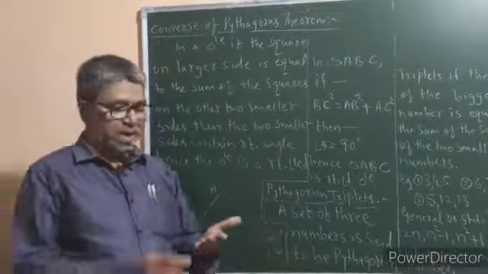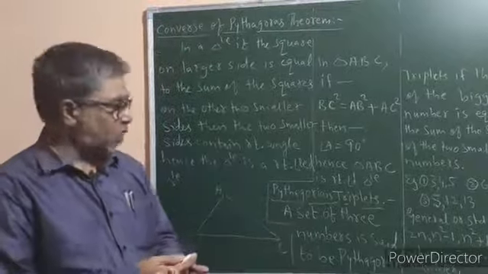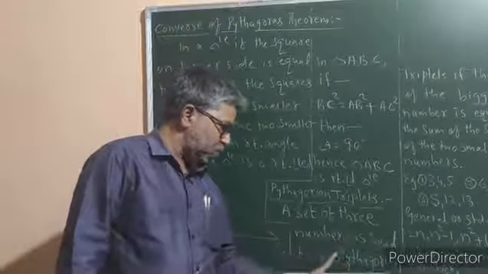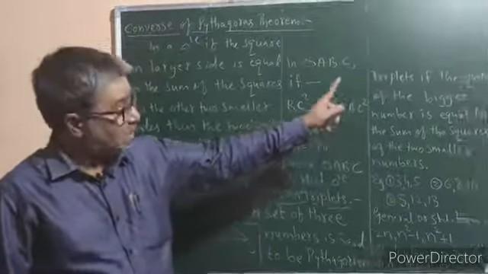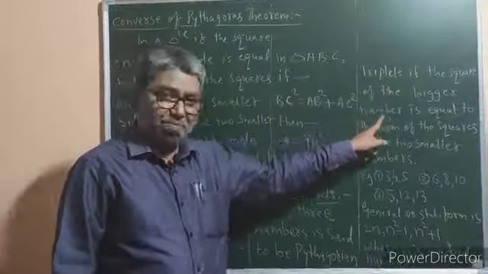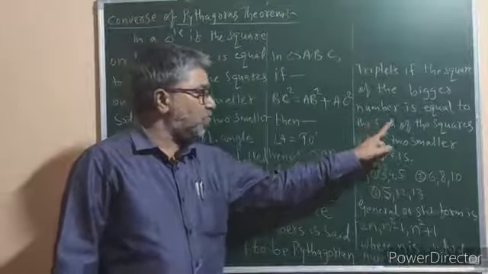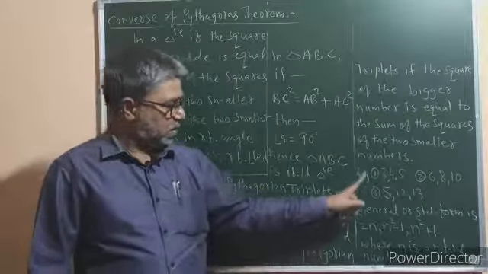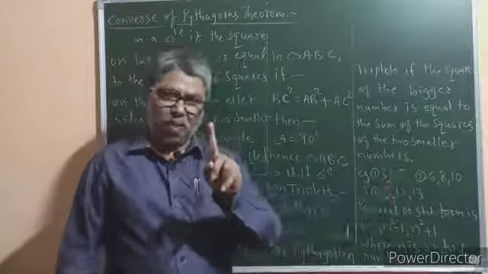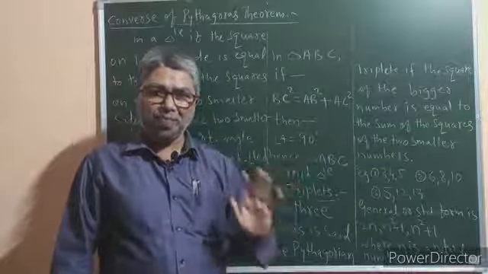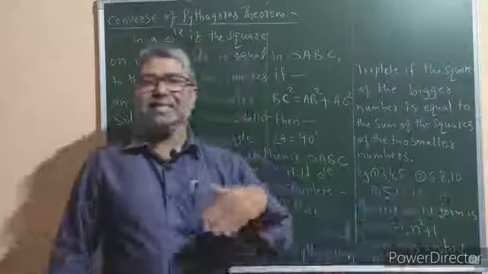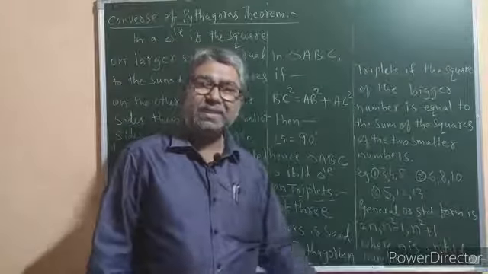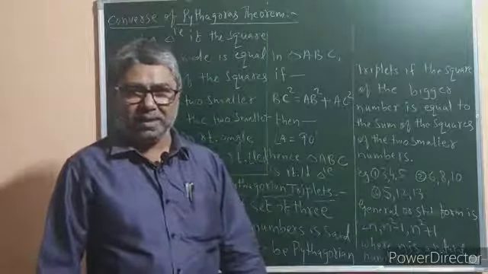Now Pythagorean triplets, a set of three numbers. A set of three numbers is said to be Pythagorean triplets if the square of the bigger number is equal to the sum of the squares of the two smaller numbers. For example, 3, 4, 5 is one set of Pythagorean triplets. 6, 8, 10 is another set of Pythagorean triplets. 5, 12 and 13 is the third set of Pythagorean triplets.